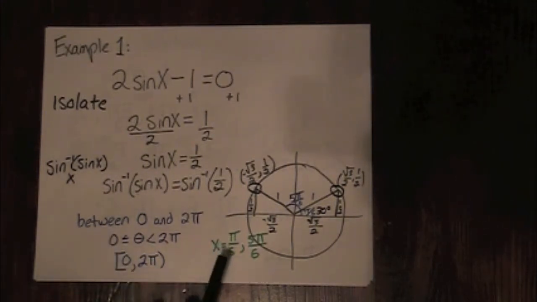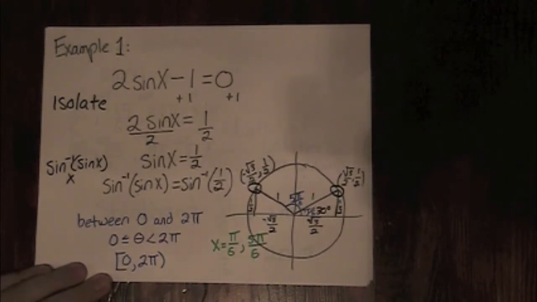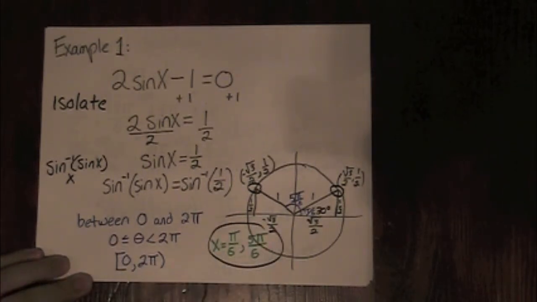So between 0 and 2 pi, this can be written in a couple different ways, as words, as an expression using inequalities, and in interval notation, remembering that a squared off bracket means inclusive, so 0 is included in this, and a curved bracket, parentheses, is exclusive, meaning that 2 pi is not included in this interval. So between 0 and 2 pi, we have two values that fulfill this equation. Those values are pi over 6 and 5 pi over 6.